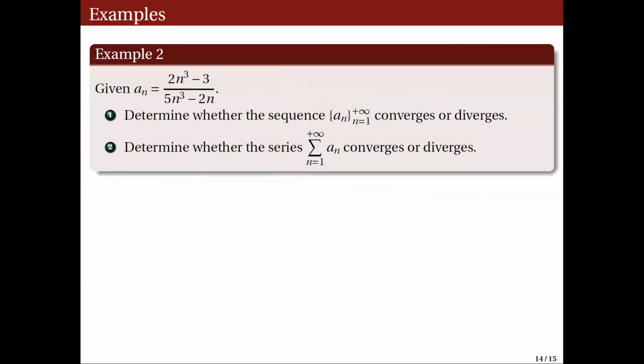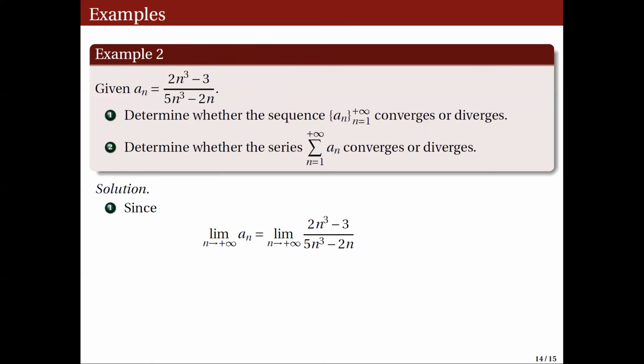And finally, let's now deal with our last example. We are given a_n equals 2n cubed minus 3 all over 5n cubed minus 2n. Let's determine whether the sequence a_n from 1 to infinity converges or diverges.